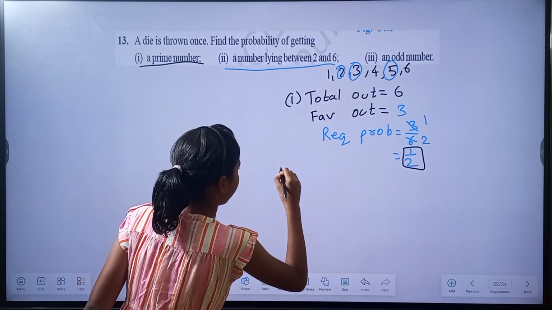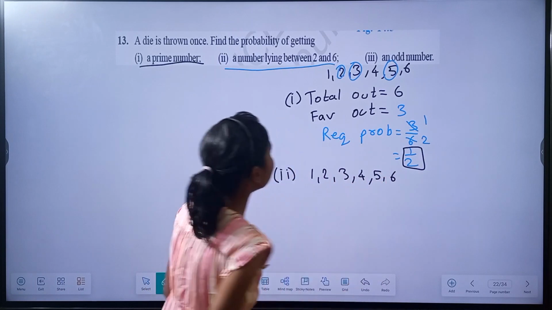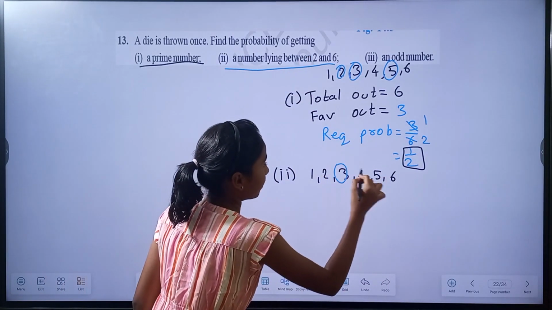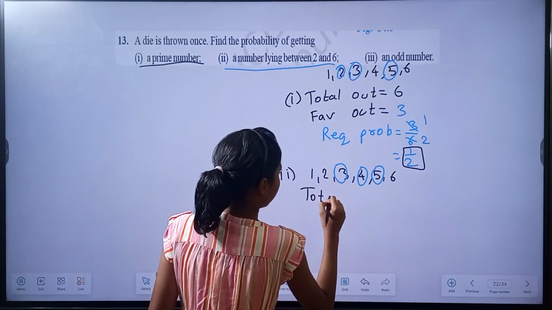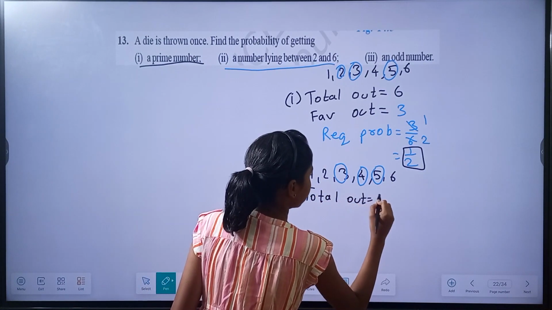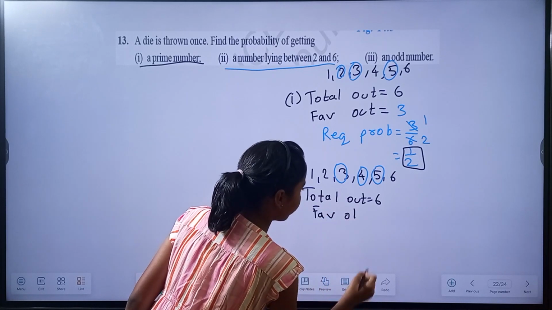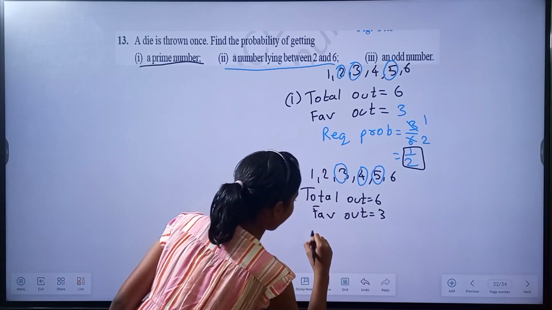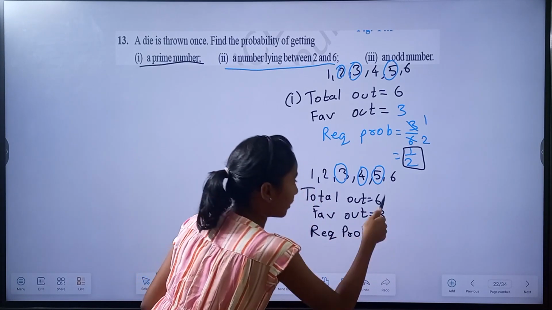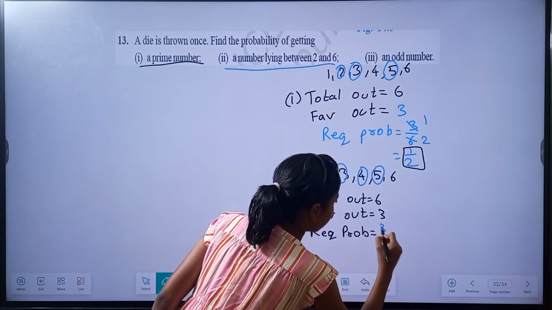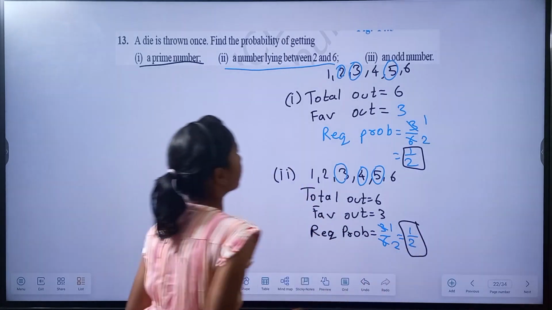A number lying between 2 and 6. We have 1, 2, 3, 4, 5, and 6. The numbers lying between 2 and 6 are 3, 4, and 5. So again, the total outcomes are 6, and favorable outcomes are 3. So the required probability is 3 by 6. By simplifying this, we can write 1 by 2.